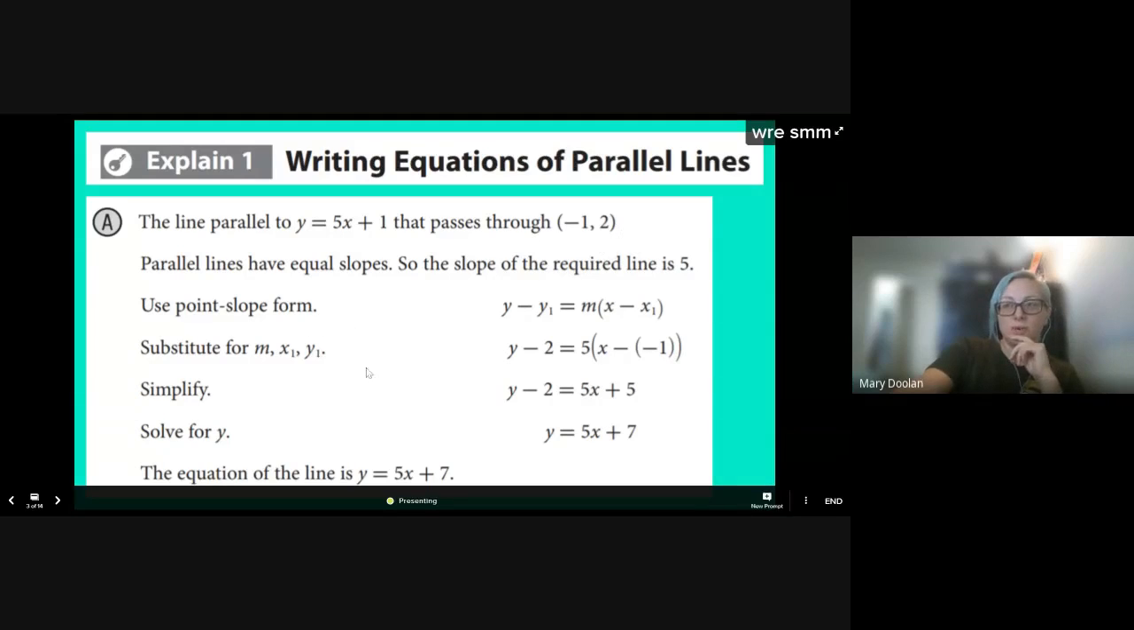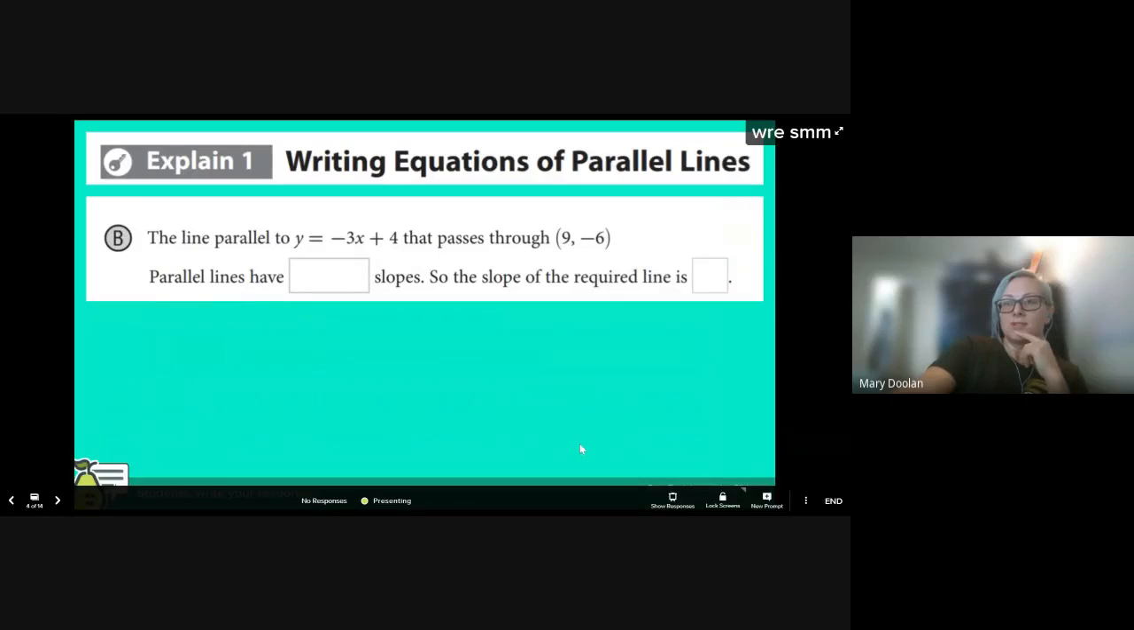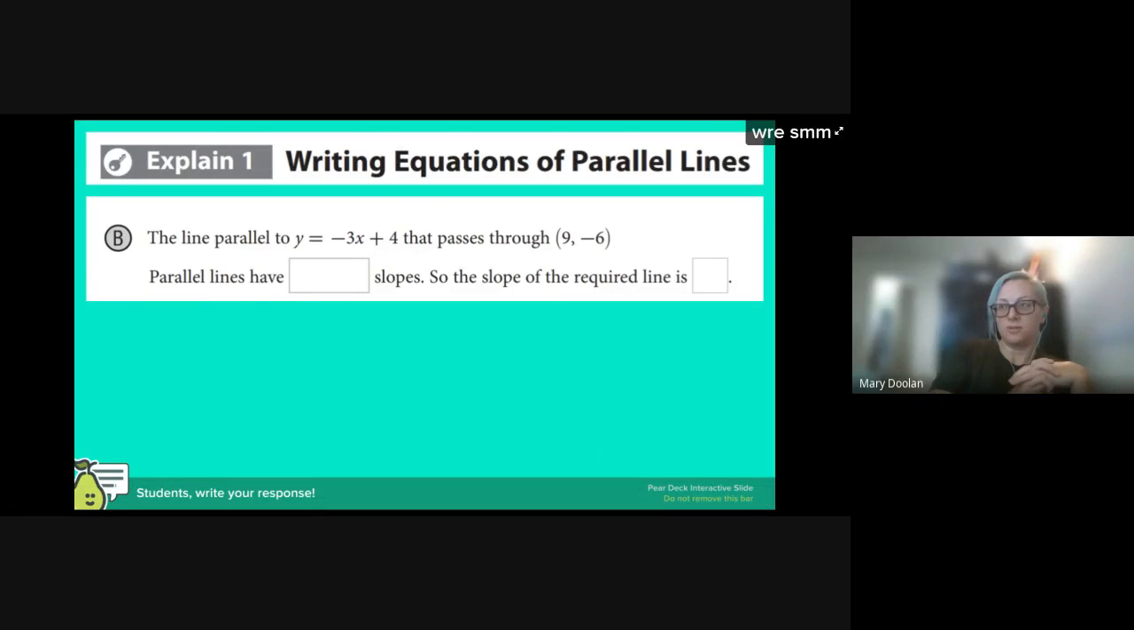Okay, so we're going to do a problem together now, step by step. So this is the first one. It's an interactive slide for you. This is B, the line parallel to. Here's our equation, y equals -3x plus 4, that passes through the point 9, -6.